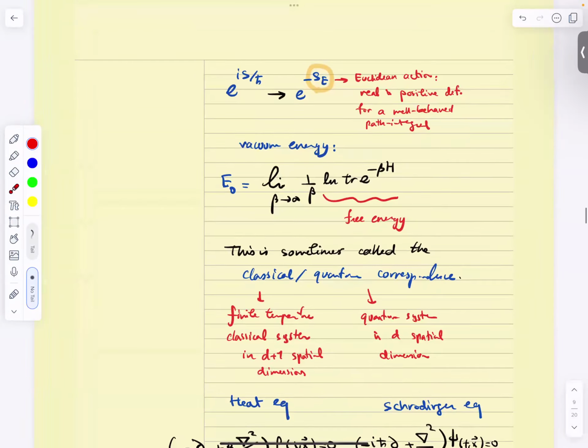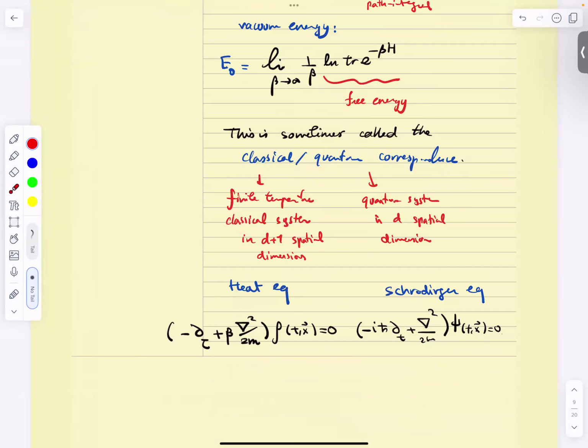I just want to flash this. This goes with the name of classical quantum correspondence. The thing you need to keep in mind is that, first of all, the heat equation goes to the Schrodinger equation. A finite temperature classical system in d+1 spatial dimensions is, up to Wick rotation, equivalent to a quantum system in d spatial dimensions. We pay the cost of a dimension. One of them is equilibrium physics, there's no time dependence. The other one is dynamics.